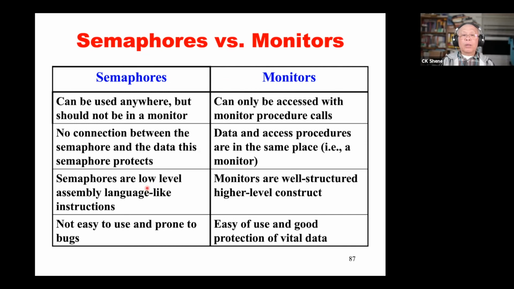Now, because there's no connection between the data and the semaphore used to protect it, the use of semaphores can be scattered all over the place. So it's not easy to use and prone to bugs. On the other hand, because the monitor has everything under a single umbrella, there is ease of use and good protection of vital data. So this is a comparison between semaphores and monitors.